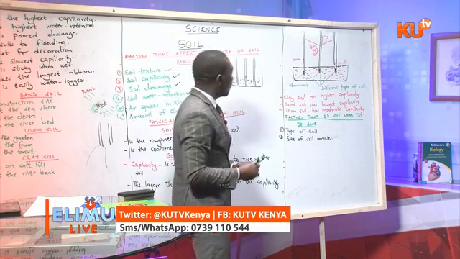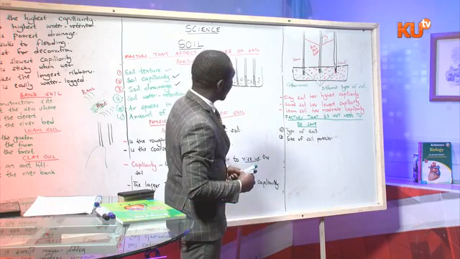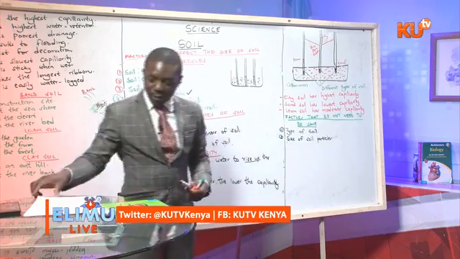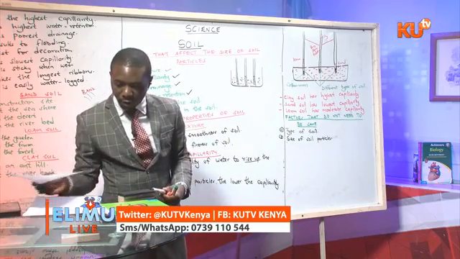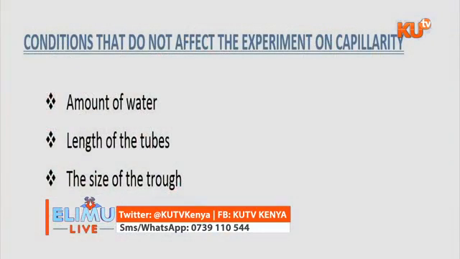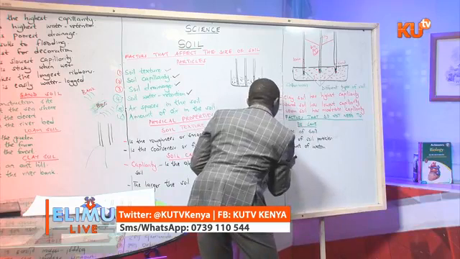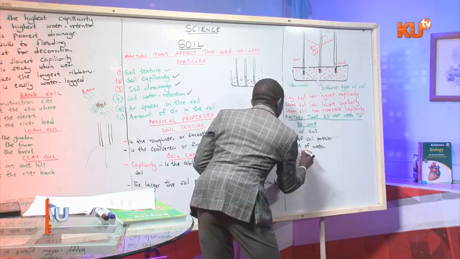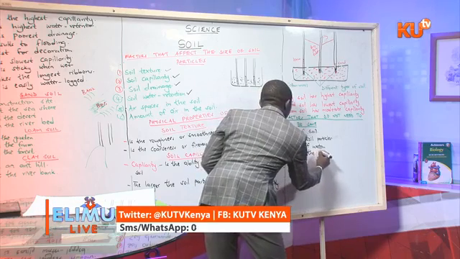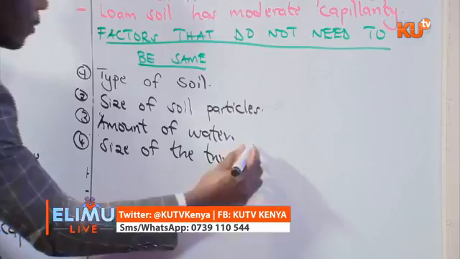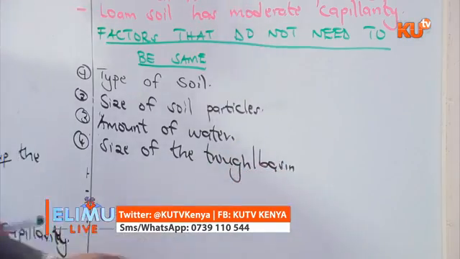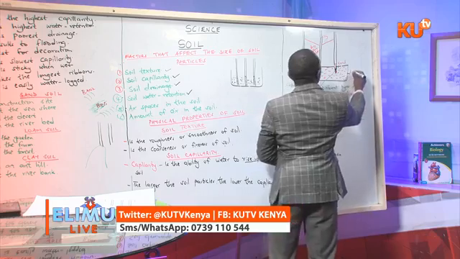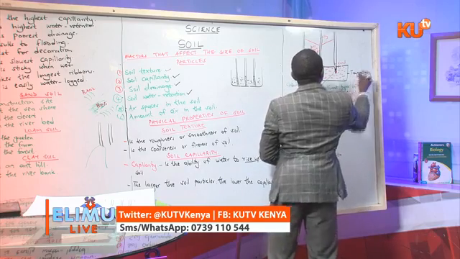Another factor that does not need to be the same when you're doing this experiment is the amount of water. And number 4, the size of the trough or basin. Because you are using one, it does not need to be the same. You will place all those tubes in this basin or trough, so it does not need to be the same.